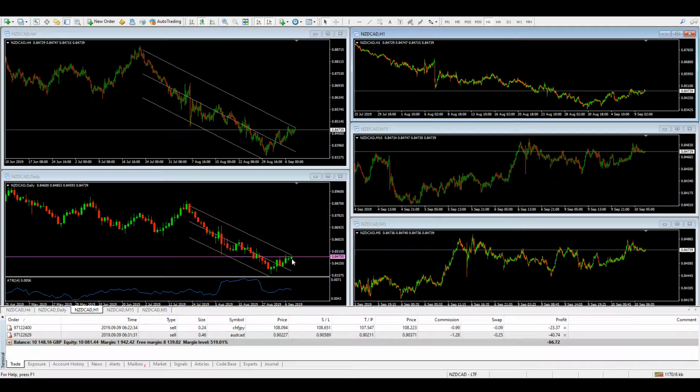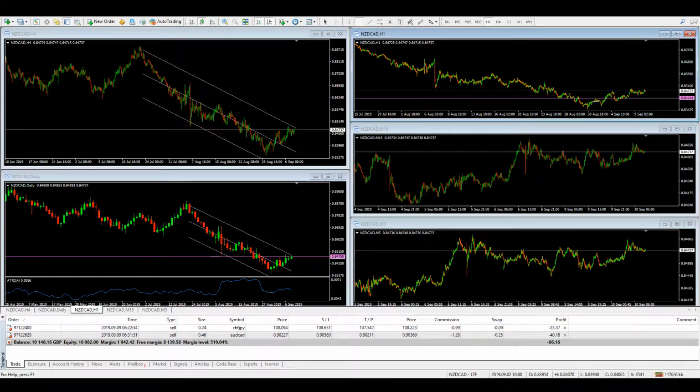Yeah, there's good positioning here. 4 hourly is good, but I'd want to see signs of bearishness on our lower time frames. Definitely this level of support needs to be definitively broken.